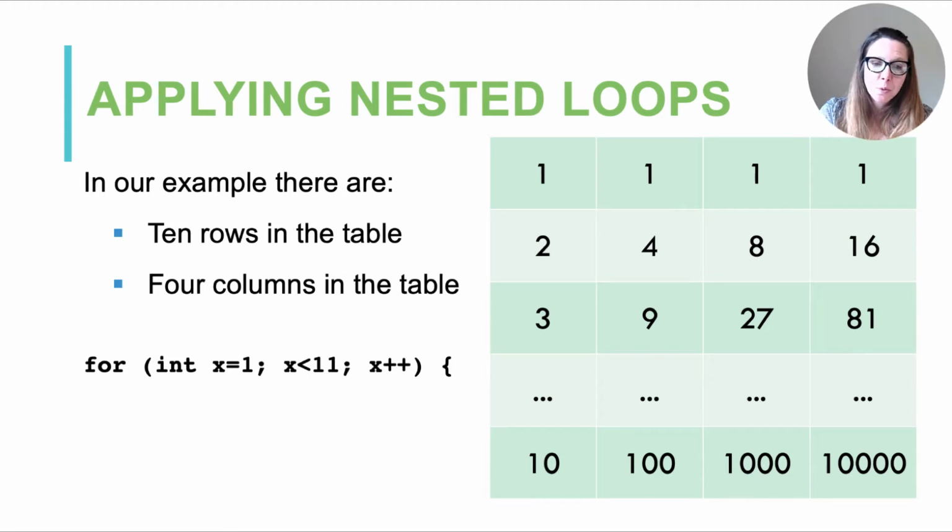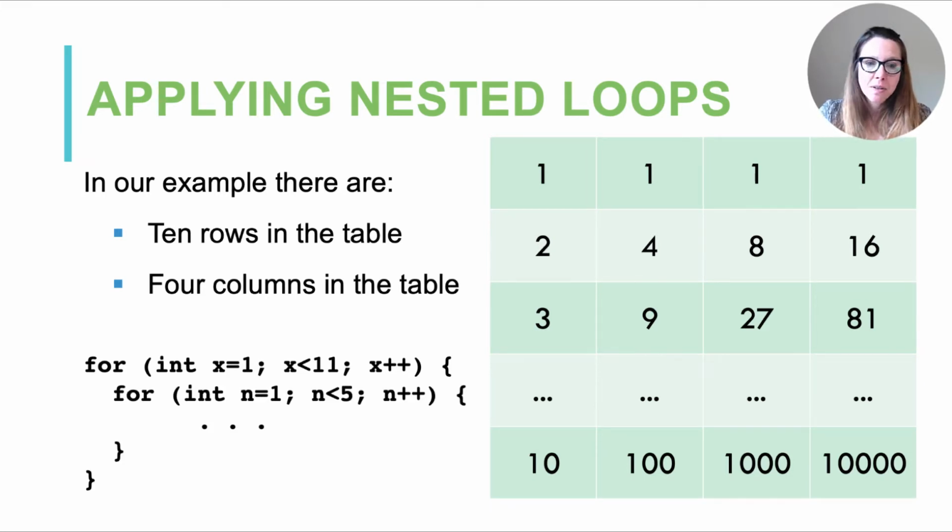So the outer loop would look something like this. We're going to allow x to run from 1 up to 10. So x can be any integer value less than 11. And the inner loop, these are the powers that we're raising x to, can run from n equals 1 up to n equals 4. So any integer n less than 5.